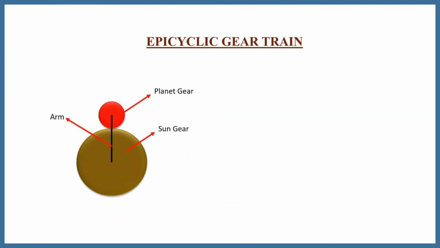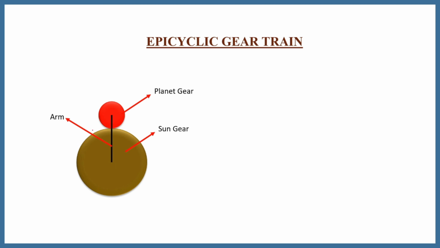Now we will consider the different members in the epicyclic gear train. There are 3 main members. The first one is the sun gear, which rotates about its own axis. The second one is the planet gear, which rotates about its own axis, as well as about the axis of rotation of the sun gear.